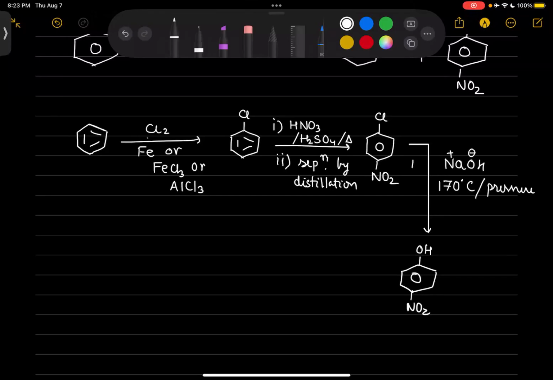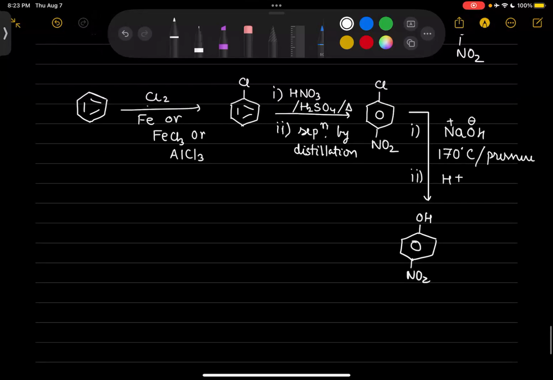Because it is a basic medium, you will have the O minus. Because you need to get OH, just put H plus also as a means to do the protonation, acidification, because you have taken the basic medium. There you will get the O minus Na plus. To make it OH, take H plus. So this is Dow's process which we have seen earlier. I hope this is clear to all of you.